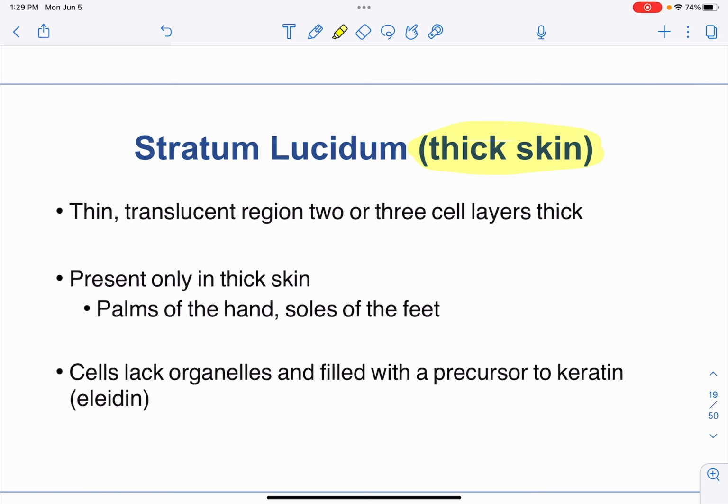Just to give you a hint, thick skin is only present in 2 locations on our body: the palms of our hands and the surface of our digits, and the soles of our feet and the surface of the toes. And the cells lack organelles, and they are getting ready to release keratin.